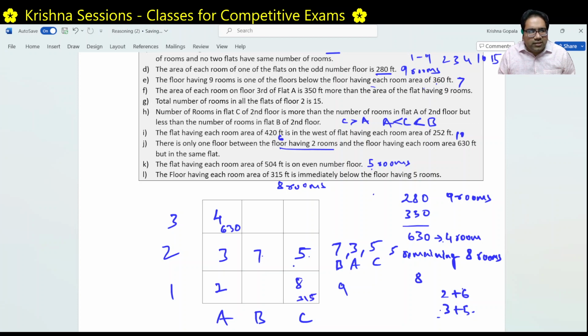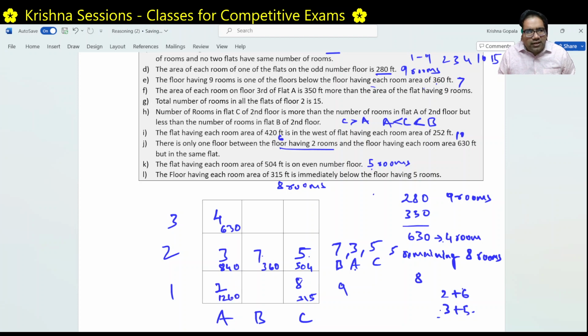So this is 315. And what is 5 rooms? 2520 by 5. 5 rooms is 504 square feet. And 2520 by 7 is actually 360 square feet. Similarly, this by 3 is 840 square feet. And by 2, this is 1260 square feet.